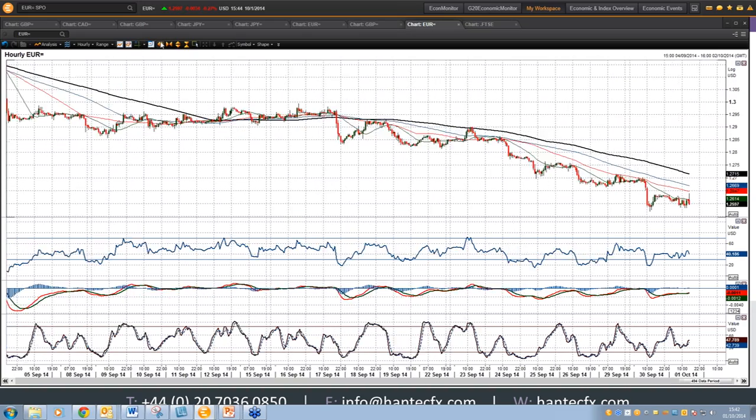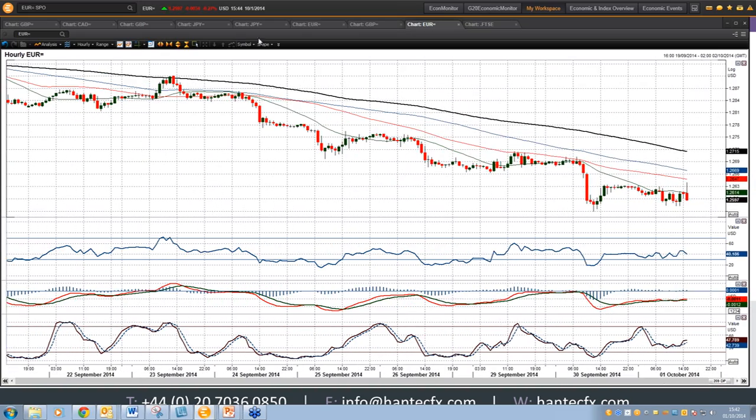If I zoom in, you'd be certainly looking at old support being new resistance, so 2660 being a new resistance, and also the resistance at 2630. So euro dollar looks pretty bad.